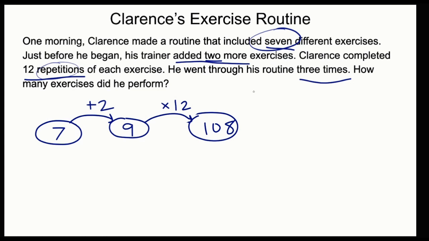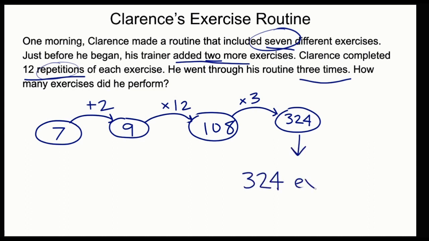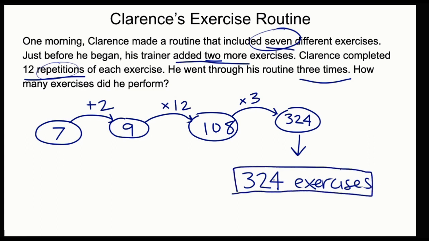And then it says he went through his routine 3 times. So times, we think of multiplication. So 108 times 3 is 324. Whoa! So how many exercises did he perform? 324 exercises. Flowcharts are just a nice way to organize all of this information. It's hard to keep track of all of the different things you have to do, so we have this nice way of showing every step.